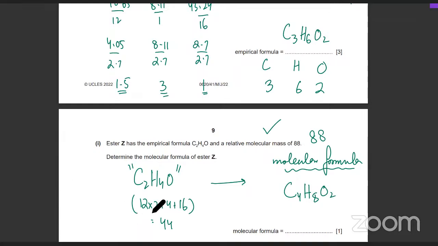The empirical formula, the simplest ratio, was coming out to be 44. So this one will be the same ratio, but the actual mass is going to be double. That means the value of all the atoms will be double. Is that clear?